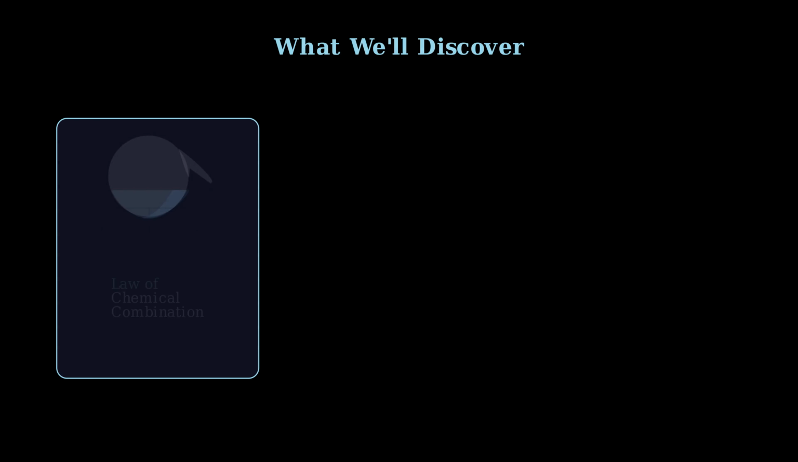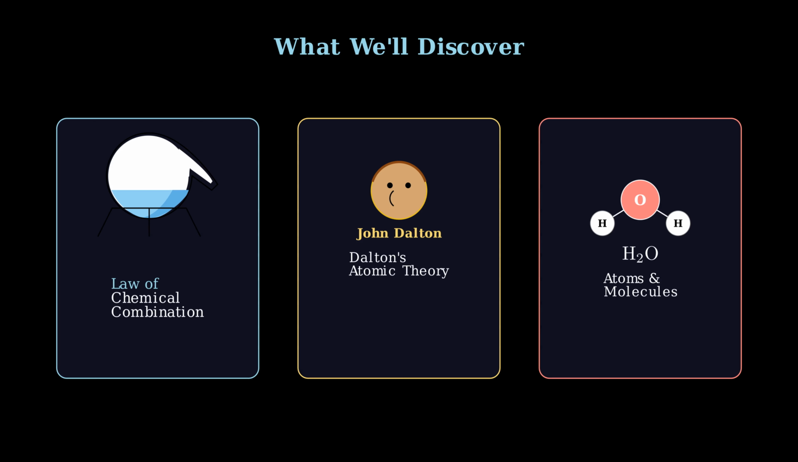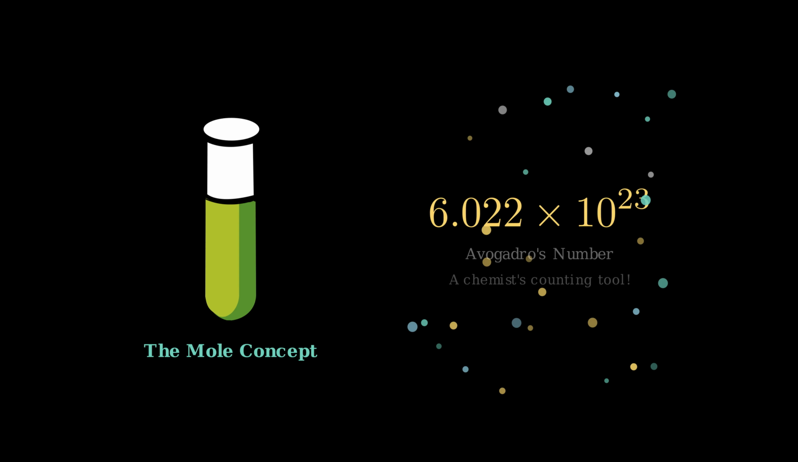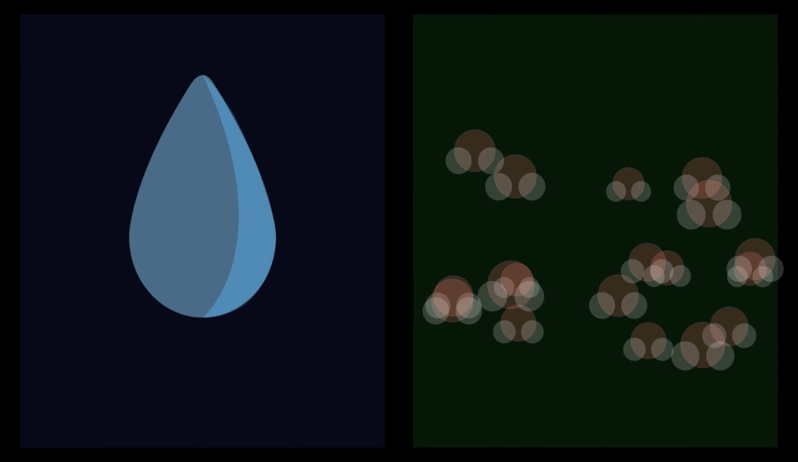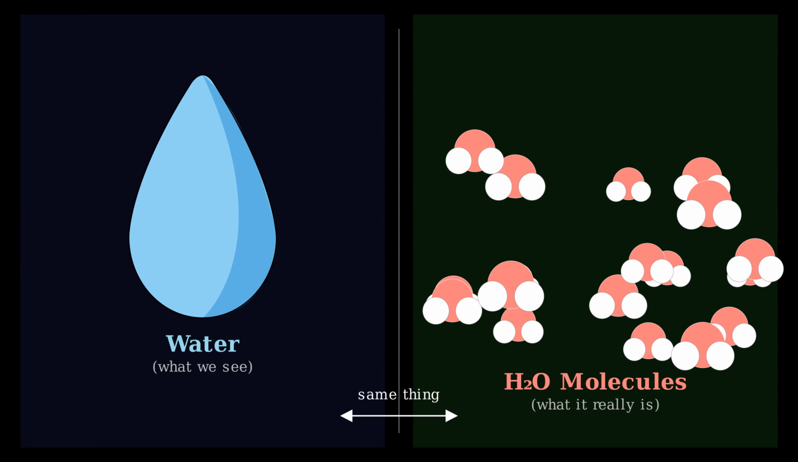In this chapter, we will uncover the laws that govern how matter combines, meet the genius of John Dalton, and understand what atoms and molecules actually are. We will also explore the mole concept, a chemist's secret weapon for counting particles too tiny to see. By the end, you will see the world differently, because once you know about atoms, you can never unsee them.